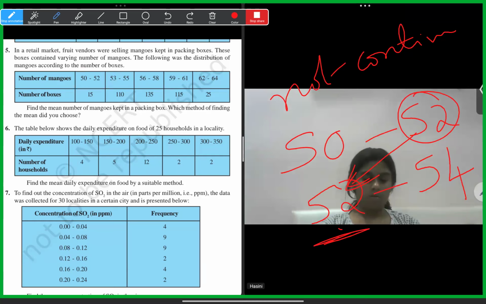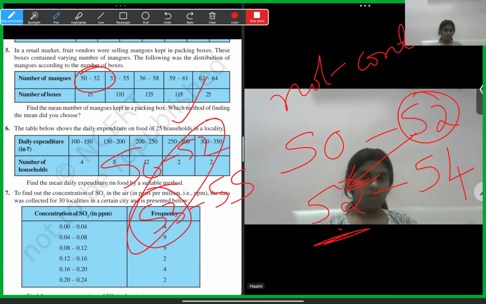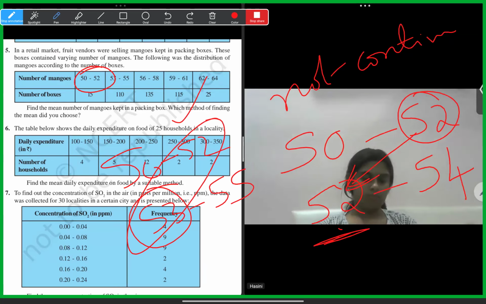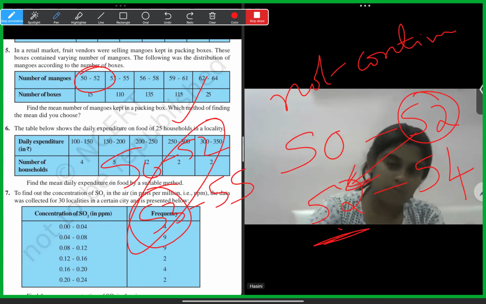Here if you see, Hasni, 50 to 52, then it went to 53 to 55. Is it the same, Hasni? Upper limit of the first one and lower limit of the second class, are they same? No, sir. So these are called non-continuous class intervals. So first, to do the sum, Hasni, we should convert it into continuous class intervals.